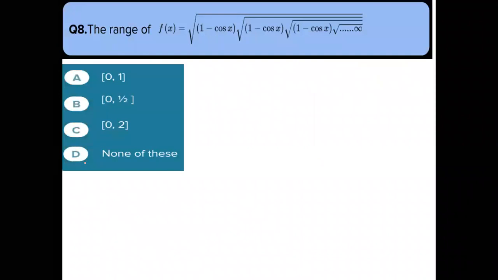Okay, so this is the next question. You have to find the range of f of x. Okay, what is f of x? Simple question. You just have to find the range of f of x. But what is the function?